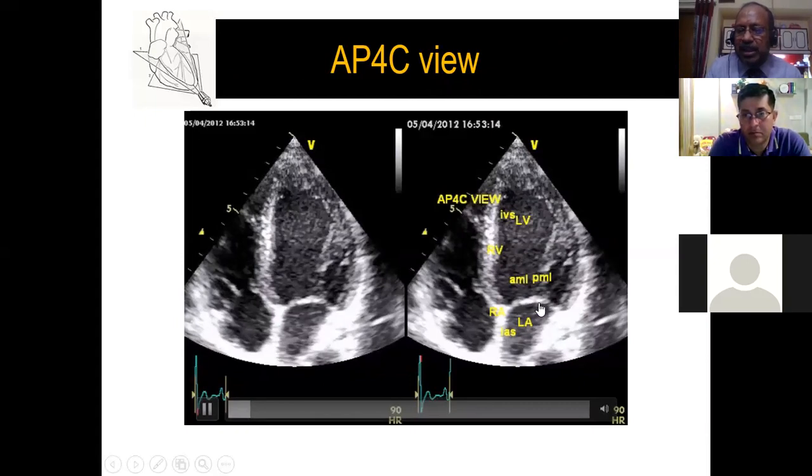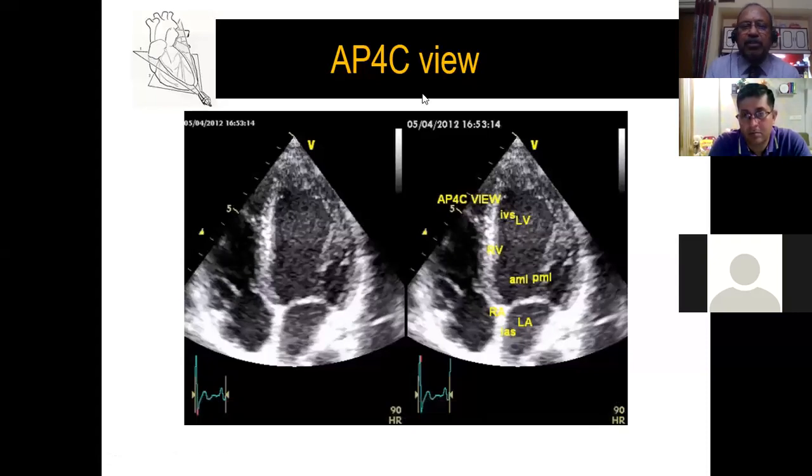This is mitral valve, AML, this is PML, this is LA. This is RV, this is RA. This is tricuspid septal leaflet, and this could be anterior leaflet or posterior leaflet, depending on what particular position we are in.